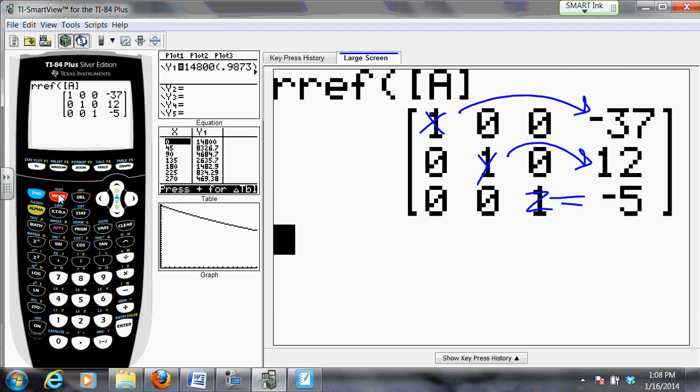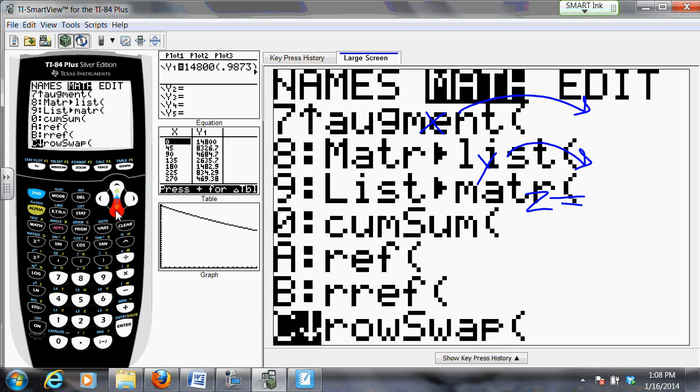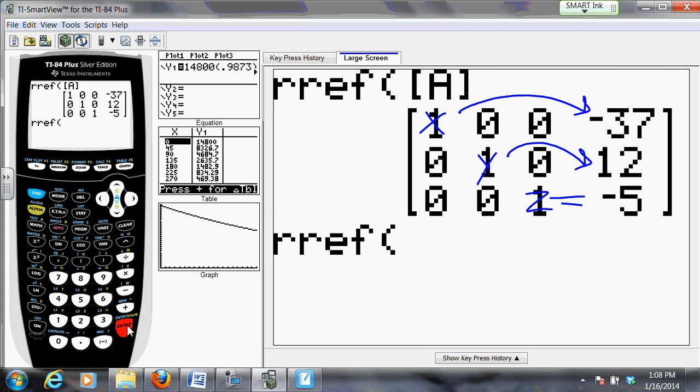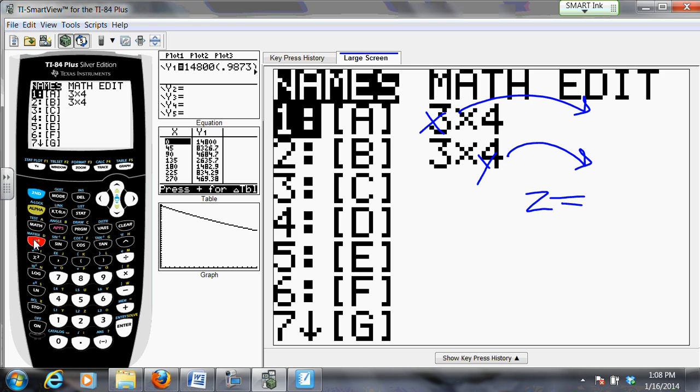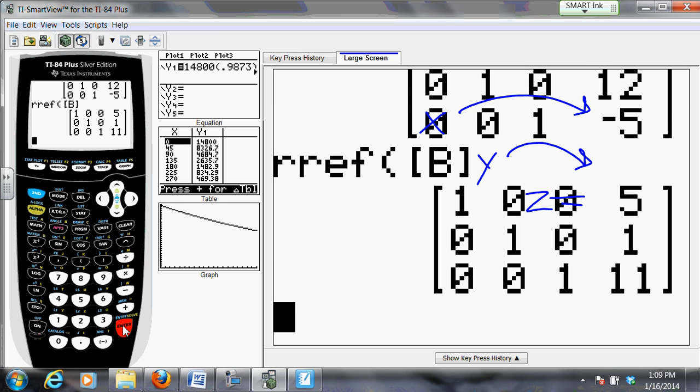So we're going to second quit out of there. Come to my regular screen. Remember, I put in B now. So I'm going to go back into matrix, go over to math, go all the way down to RREF. I want B, RREF. Go back into matrix. This time I'm going to select B right off Names. Enter. Here's my X, my Y, my Z. So X is 5, Y is 1, Z is 11.